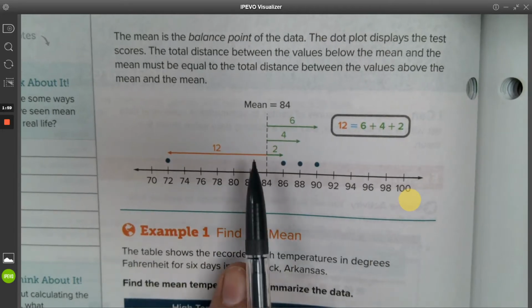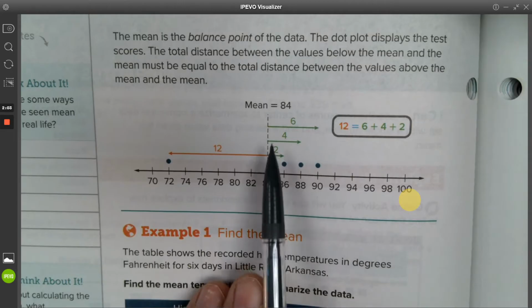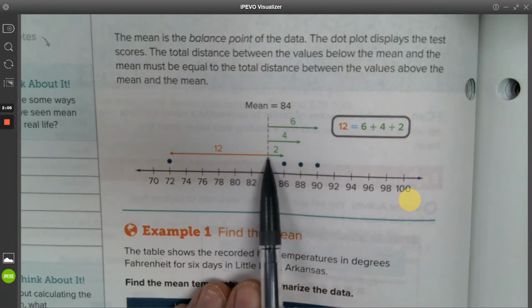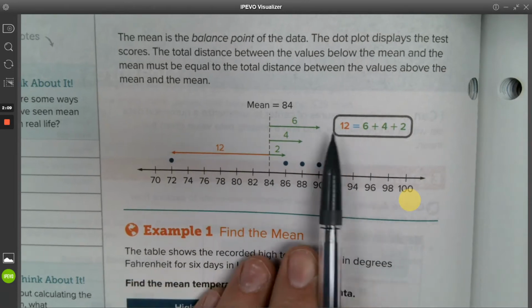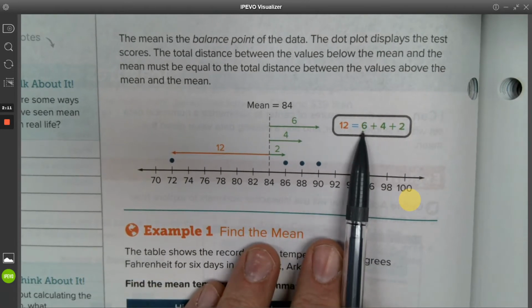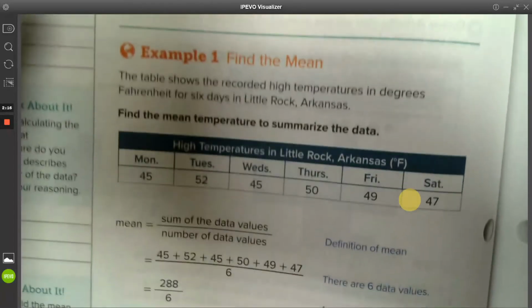So we need to see total distance, right? This is 2 and 4 and 6. 2 plus 4 plus 6 is 12. From the mean 84, this is also 12. So see how both sides are balanced. Now let's work on finding the mean.